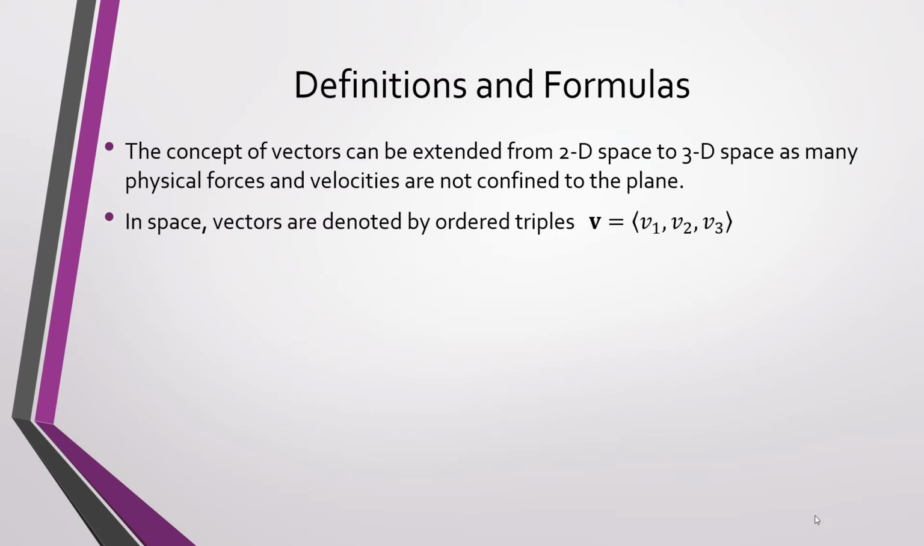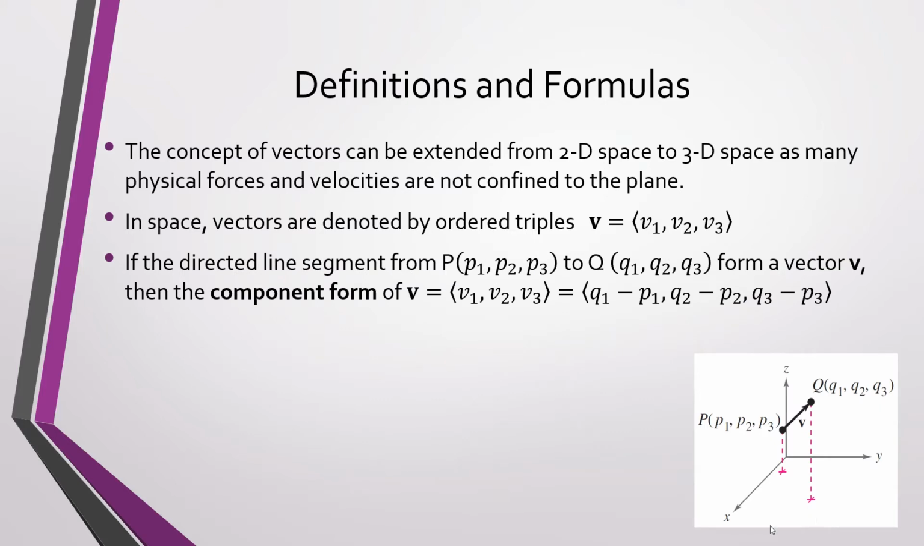Recall that we saw several types of vector notation. The one that you're going to be seeing the most in this chapter has the lowercase boldface letters, and then the component form in angle brackets. So v sub 1 represents your x component, v sub 2 represents your y component, and v sub 3 represents the z component for your vector.